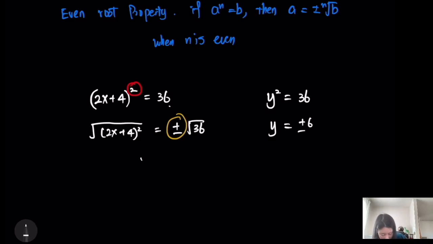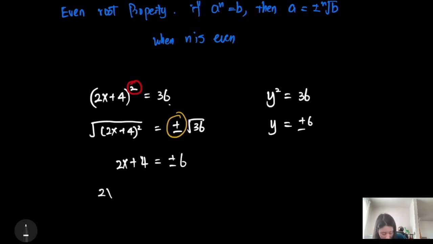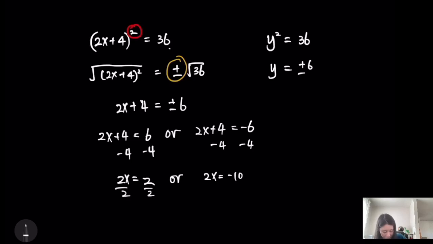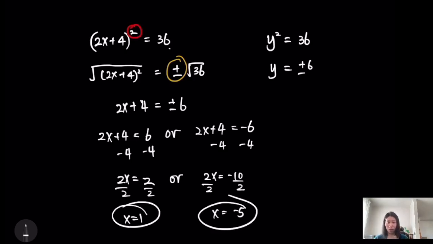Okay, so the square root and square cancel. So I have 2x plus 4 equals positive or negative 6. So you will end up with two answers. Either 2x plus 4 equals positive 6, or 2x plus 4 equals negative 6. Now we can solve for x by subtracting 4 on both sides. So 2x equals 2, or 2x equals negative 10. Now dividing by 2, I have x equals 1 or x equals negative 5. So here is the solution. We will end up with two solutions.